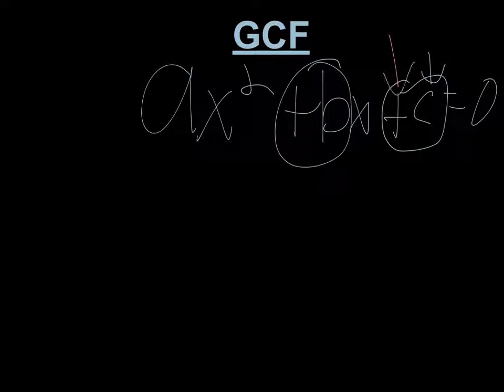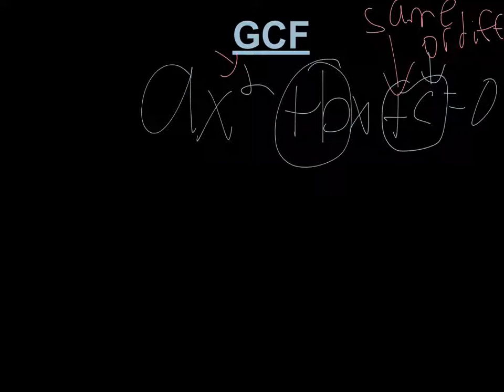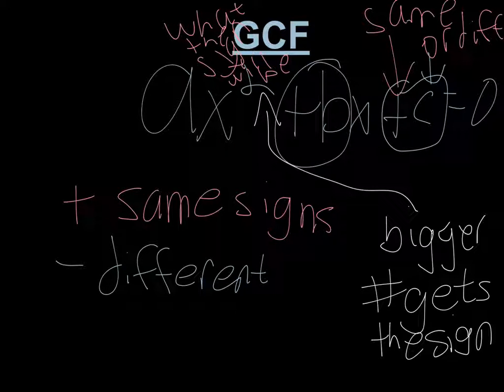When you're looking at this, the second sign tells you if they're the same or different. The first sign tells you what the sign will be. If the second sign is a plus sign, it means the signs are the same. If it is a minus sign in this location, it's going to be different signs. If it's different signs, the bigger number gets the sign in the first spot.